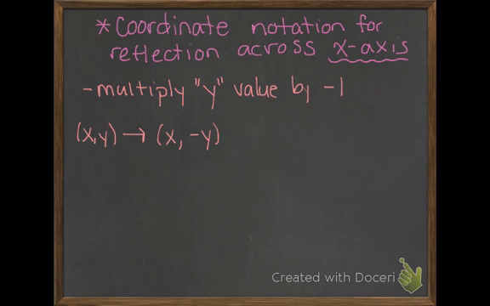Okay, so when we reflect our figures across the x-axis, all we're going to do to our coordinates is multiply our y coordinate by negative 1. So our coordinate x, y becomes our coordinate x, negative y. Again, x, y is your pre-image. That's what we're starting off with. And your new coordinate x, negative y is going to be our image. So that's going to be after our transformation.